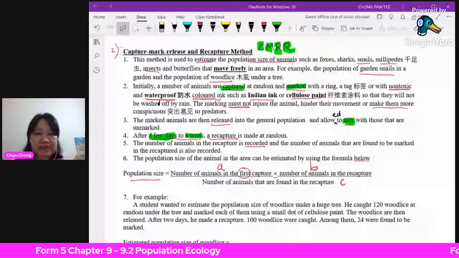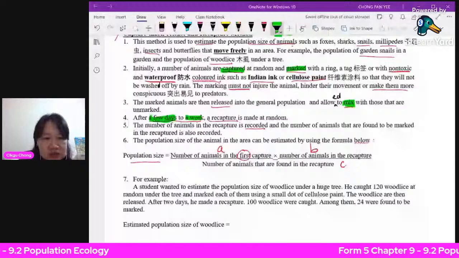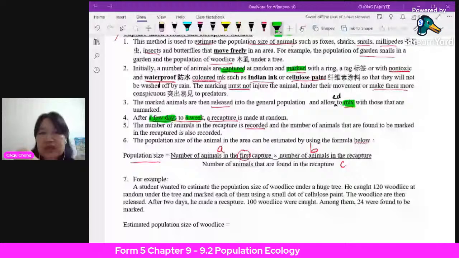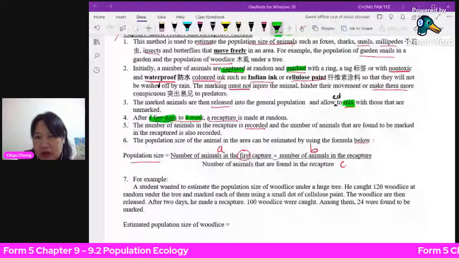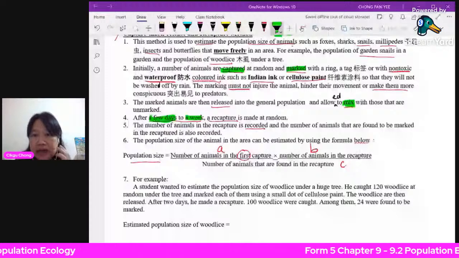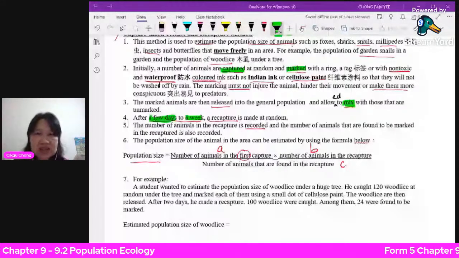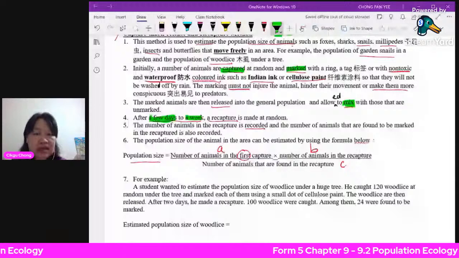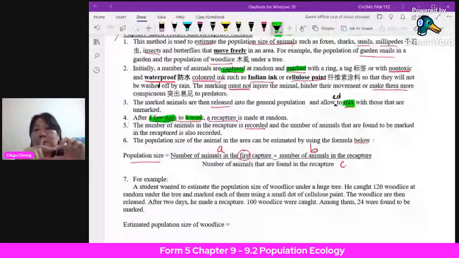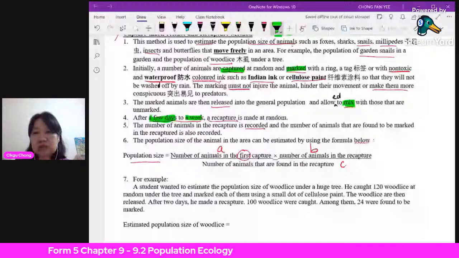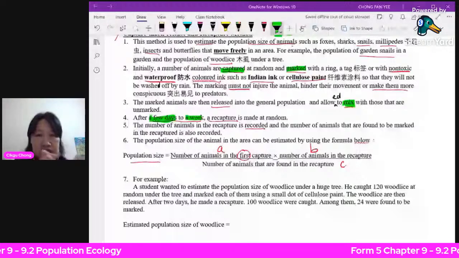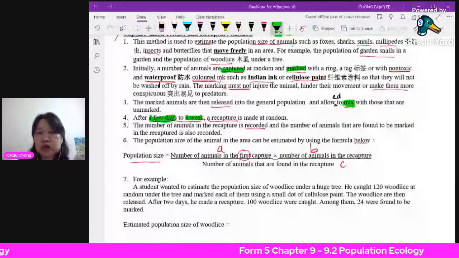Okay, now look at this example here. A student wanted to estimate the population size of woodlice under a huge tree. He caught 120. All the figures are given, so you can underline them. But in the exam, don't highlight your answer, because when they scan it, your highlight will become all black and cover your answers. So please do not use your highlighter for your answer. You can highlight the question, because the examiner is not looking for the question, they look at your answer.